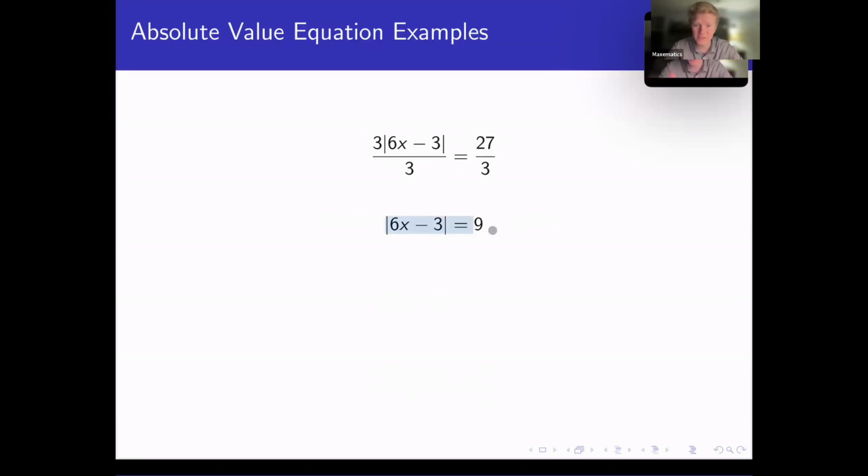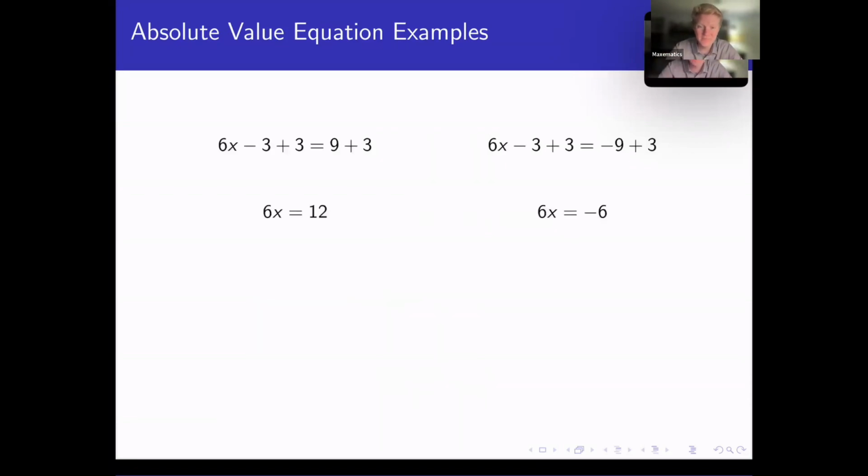This is what the last equation was supposed to look like. I accidentally dropped the absolute values, but that's okay. So what we're going to get is 6x minus 3 equals positive 9, and 6x minus 3 equals negative 9. And again, from here, it is exactly like stuff we've already talked about. Let's add 3 to both sides. Let's divide both sides by 6, and we get 2 answers.